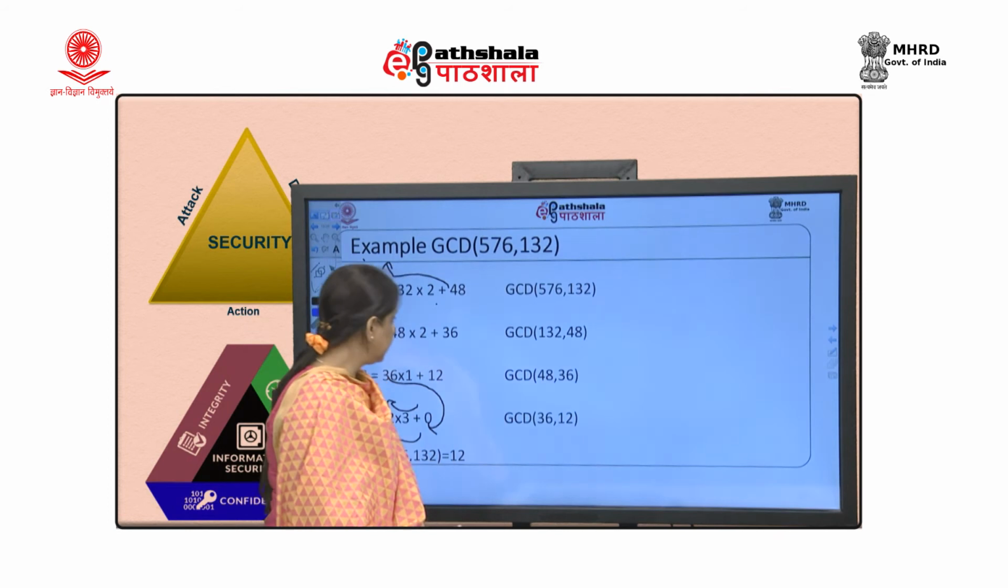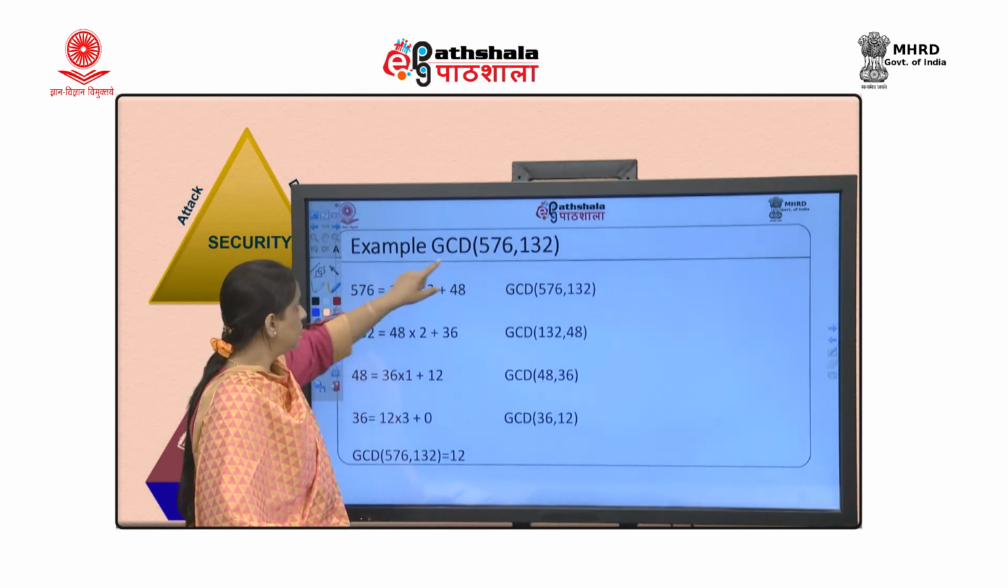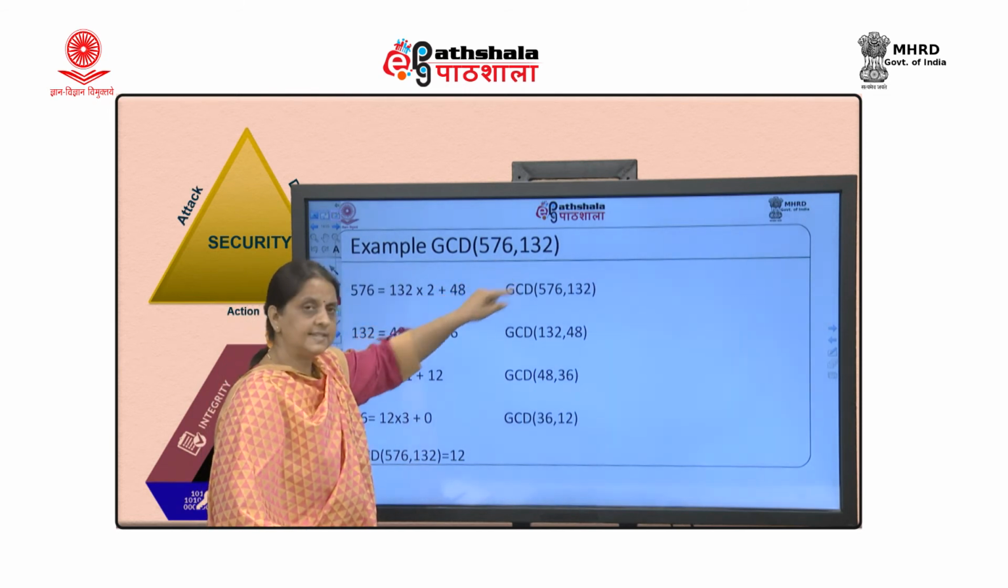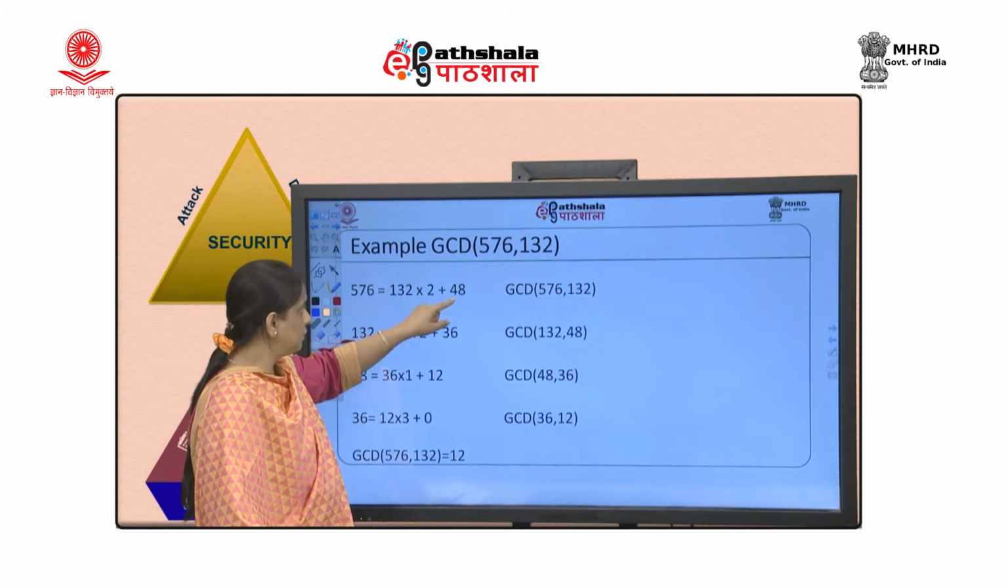Let us take a practical example so that you better understand the point. If I want to find the GCD of 576 and 132, how would you go ahead? 576 is 132 into 4 plus 48.